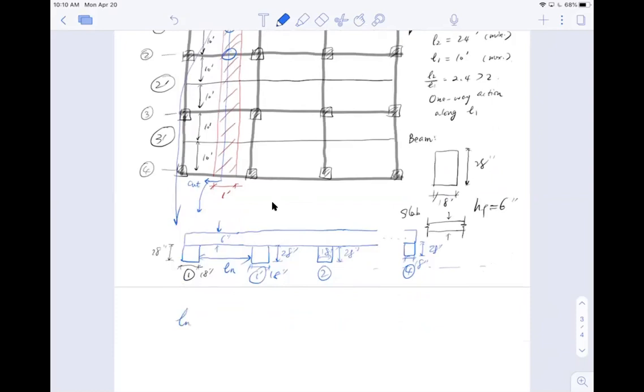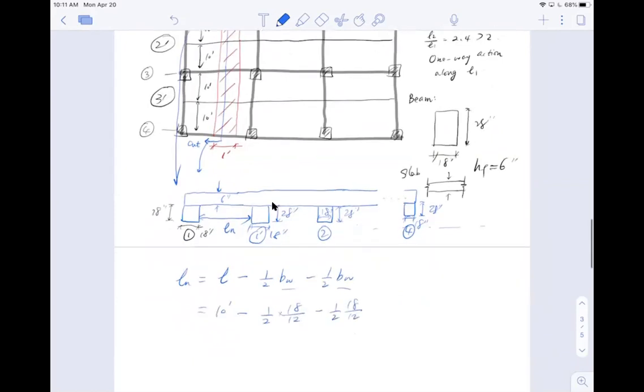So Ln equal to L, which is the span length, minus half of the beam width, bw, minus another half of bw, left and right. Since they all share the same width, we have 10 feet minus half of, in this case, 18 inches. So 18 inches converted to feet is divided by 12, and minus another 18 divided by 12. So now I have 10 feet minus, in brackets, 36 divided by 12, so this is 3. This is 10 minus 1.5, so I got what?